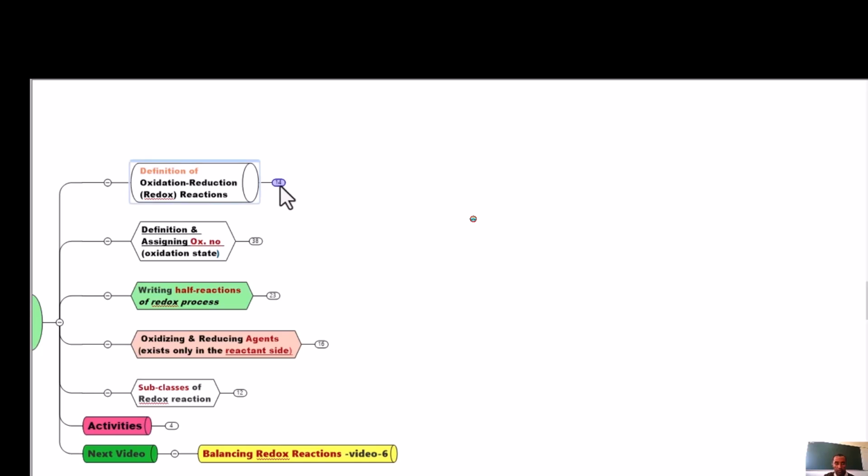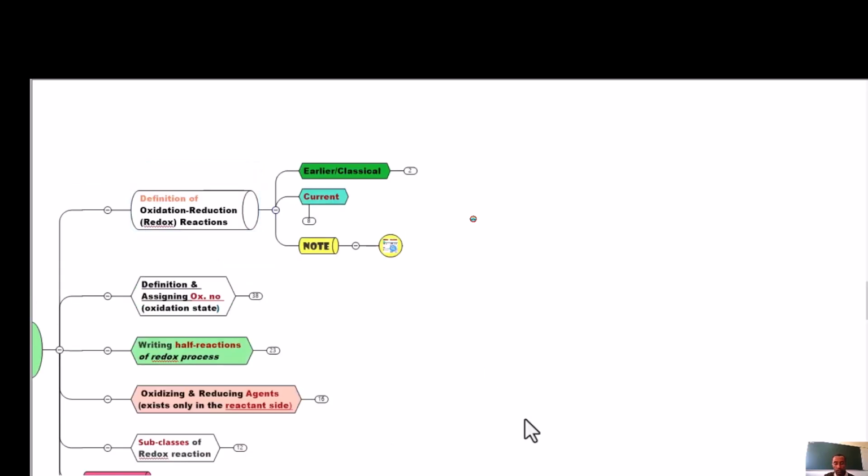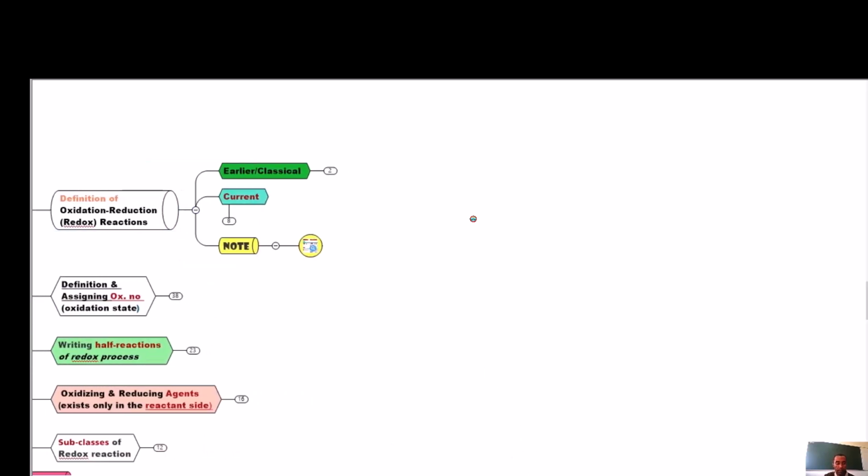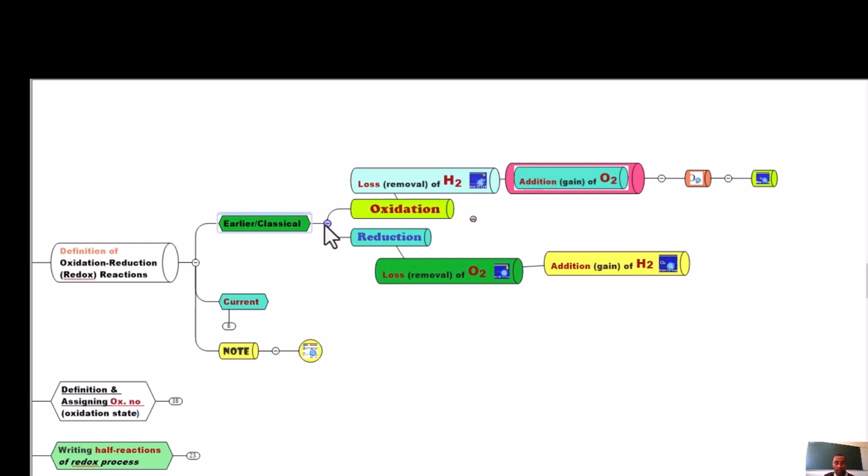Let me move to the definition of oxidation and reduction reaction. The definition of oxidation is different in different cases. The earlier definition is that oxidation is a chemical reaction that involves the loss or removal of hydrogen, and reduction is a chemical reaction that involves the loss or removal of oxygen.